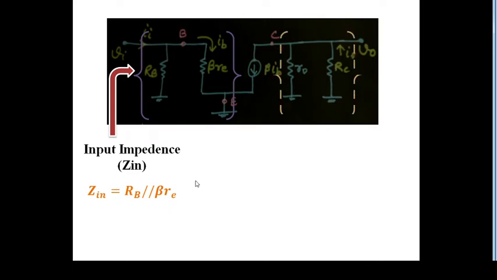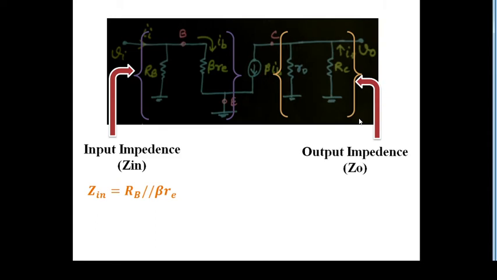Okay. And the other one is your output impedance. R naught is there, the output impedance from the specification sheet, so we are mentioning it there, and RC. So this one is the output impedance. So output impedance will be simply R naught parallel with RC.